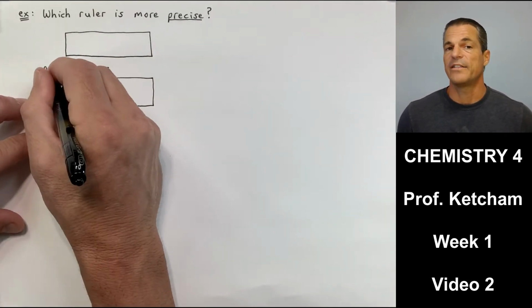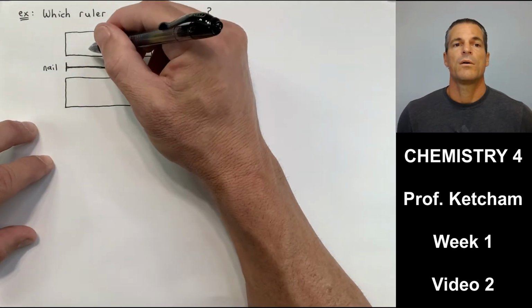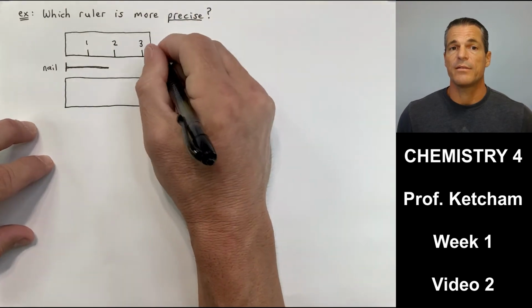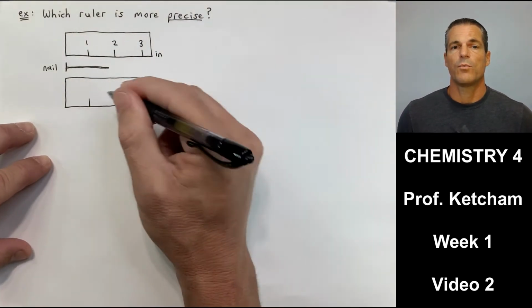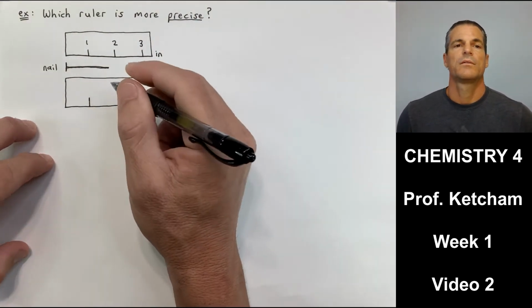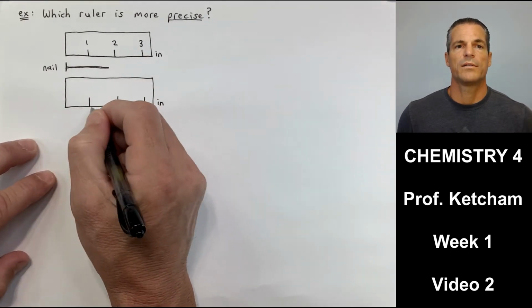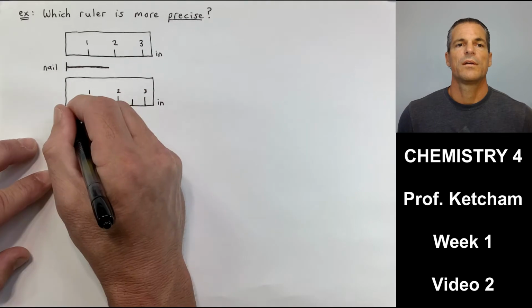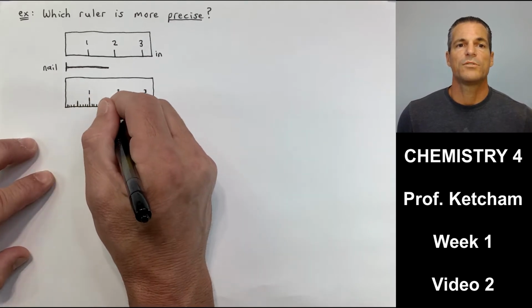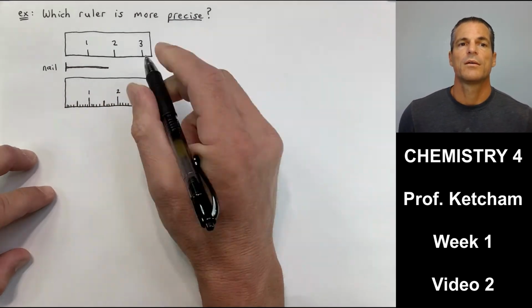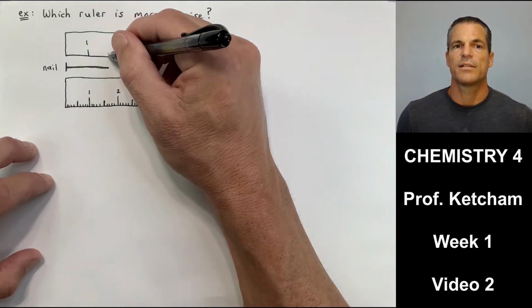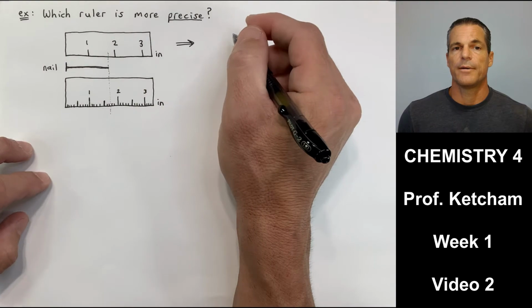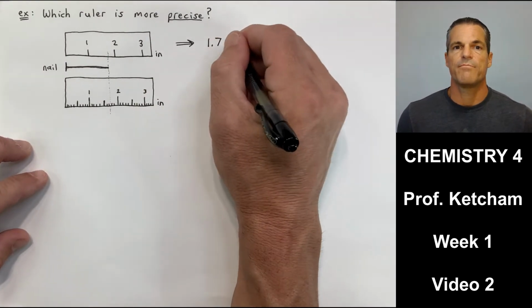I guess I'm calling it a nail here, okay? Well, our measurement, what we record and what we write down as our measurement in inches, depends on which ruler we're using. Now the top ruler just gives me 1, 2, and 3, and that's it. The bottom ruler gives me 1, 2, and 3, but it also gives me 0.1, 0.2, 0.3, etc. So the bottom ruler is going to be a much more precise way of measuring this.